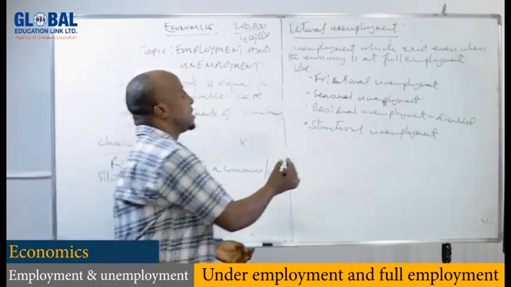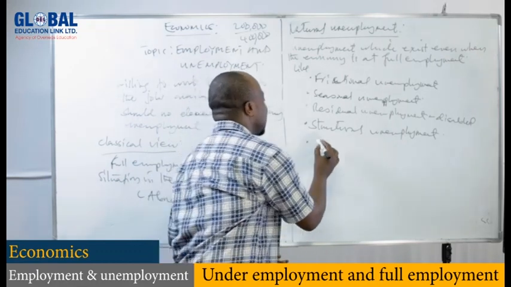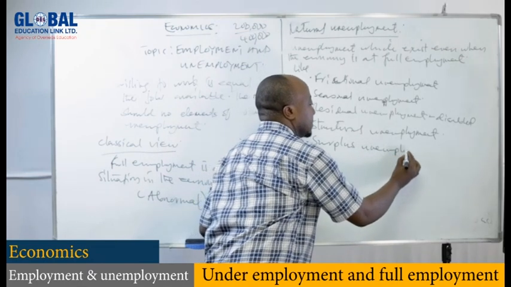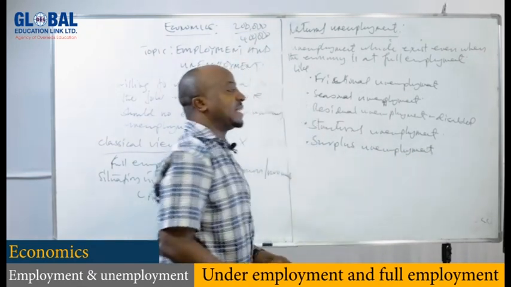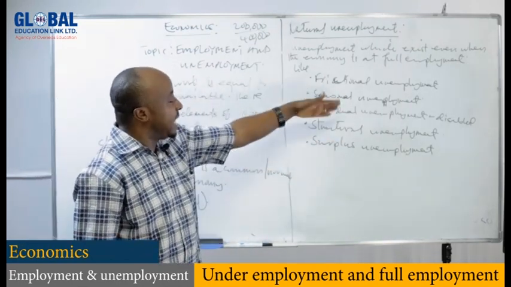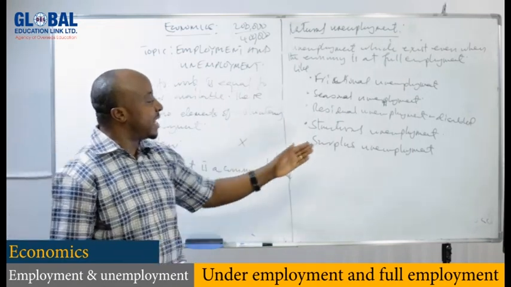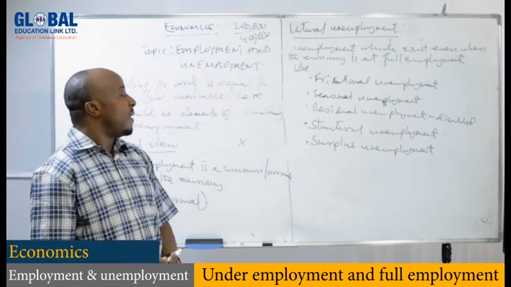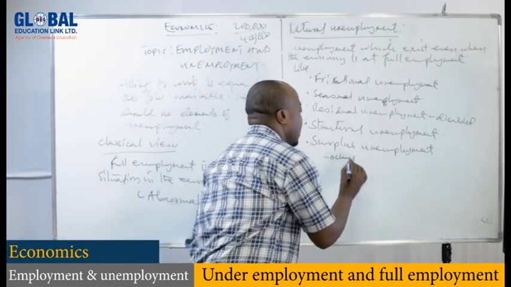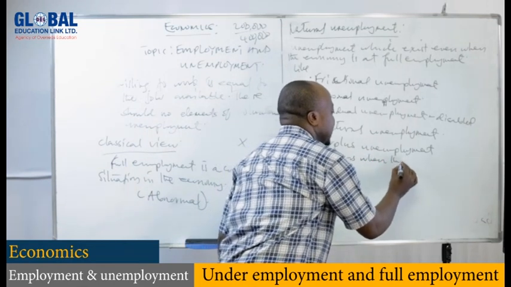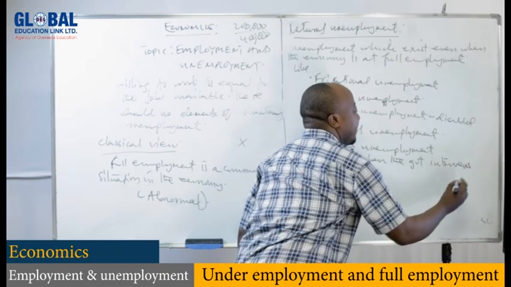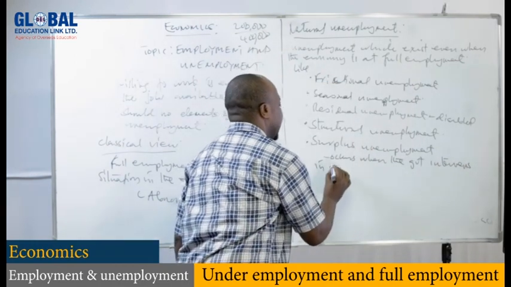And the last one, which may be new to some of you, is the so-called surplus unemployment. This is also a form of unemployment which can exist during full employment. What is this? Some might have an idea, but this one may be new to some of you. Surplus unemployment is unemployment which occurs when the government intervenes in the labor market.